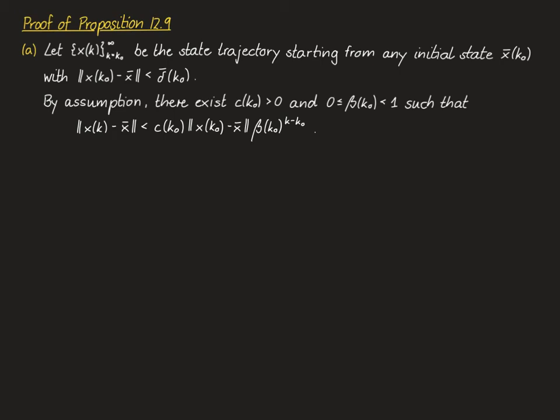For the sake of getting a little more familiar with these stability concepts, we will now prove proposition 12.9. For part A, we want to show that if the system is exponentially stable, then it is asymptotically stable. So let x of k denote the state trajectory that starts from any initial state x of k naught, which lies inside a delta bar ball centered at the equilibrium x bar. By assumption, the system is exponentially stable, hence there exist two constants, c, which is positive, and beta, which is positive and strictly less than 1, such that the condition for exponential stability is satisfied. In the rest of this proof, we will refer to this condition as the equation star.